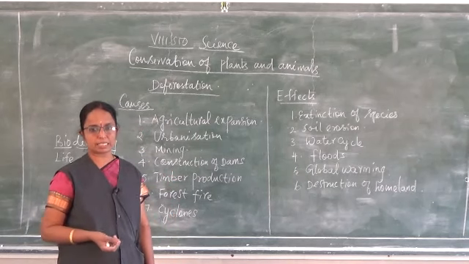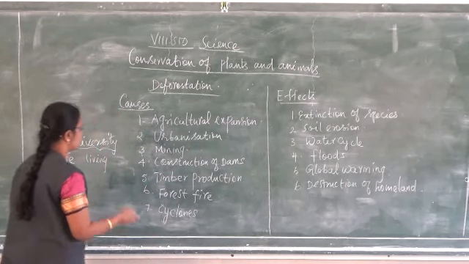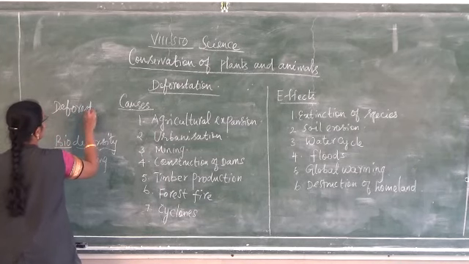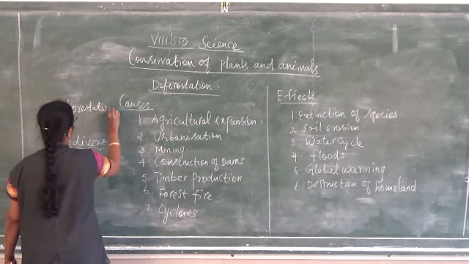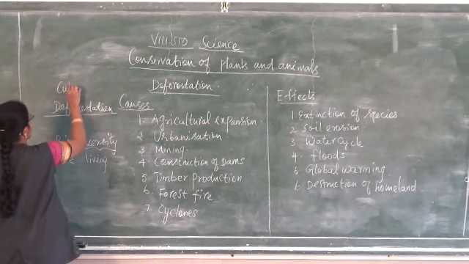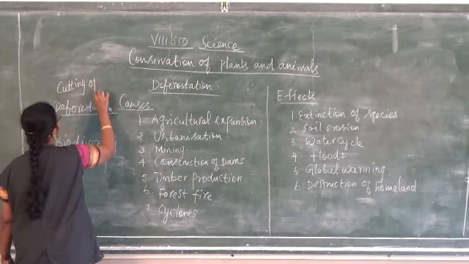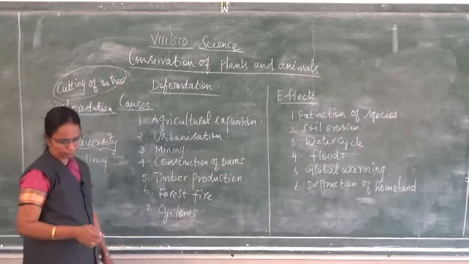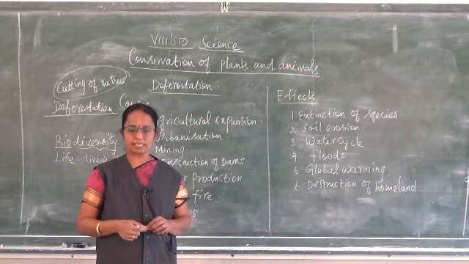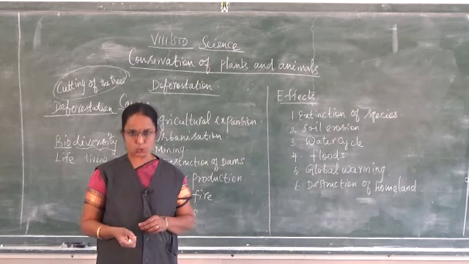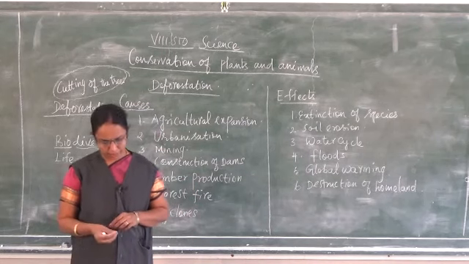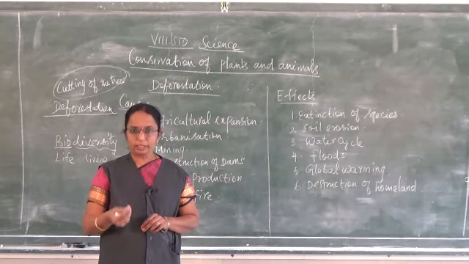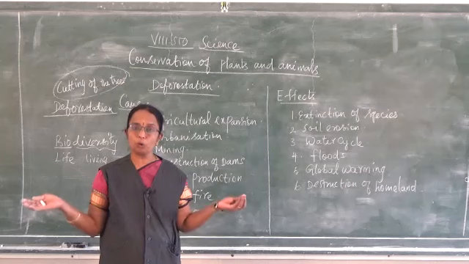First, deforestation. What do you mean by deforestation? That is cutting of the tree. So deforestation means cutting of the trees. Our forest is considered to be a renewable resource. 30% of the world's land surface is covered with forest. What are they producing? The forest is producing more oxygen.